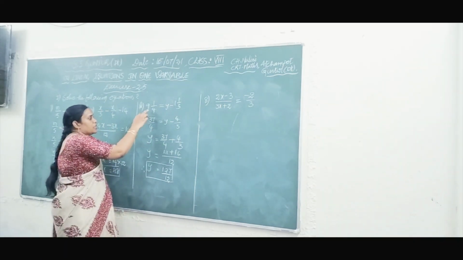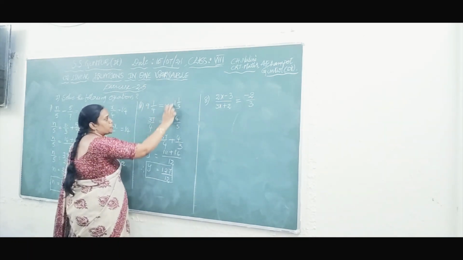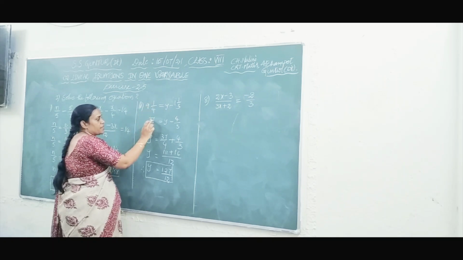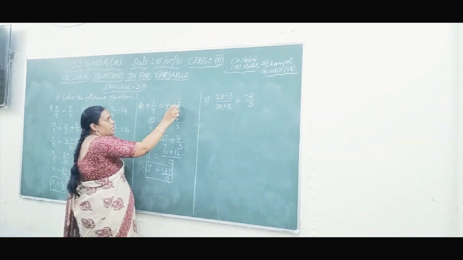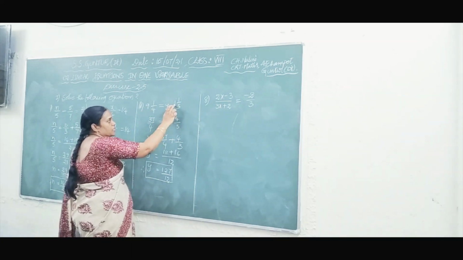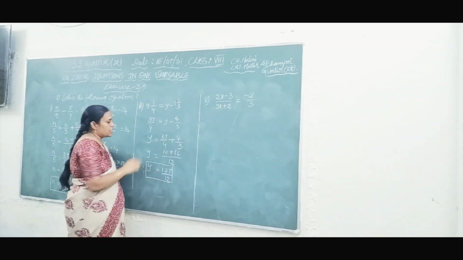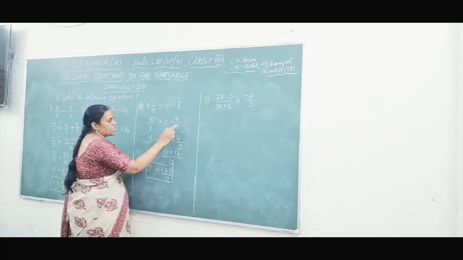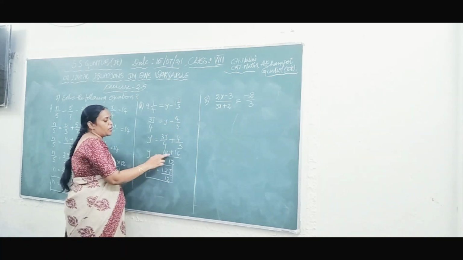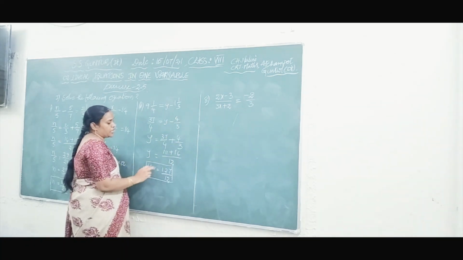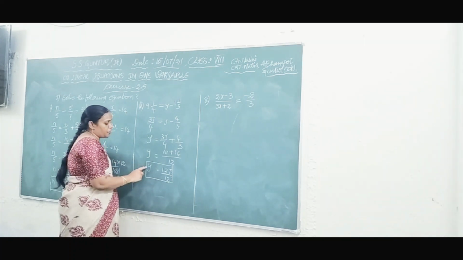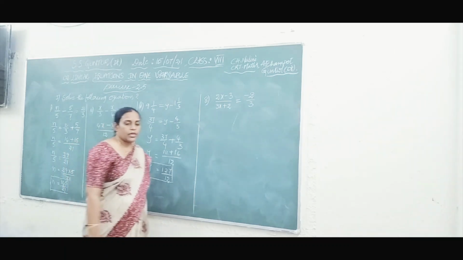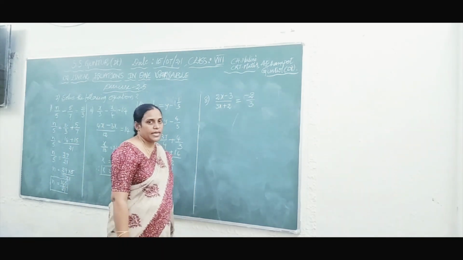Okay. See, these are mixed fractions. You have to change them into improper fractions. 4 nines are 36 plus 1, 37 by 4, is equal to y minus 4 by 3, from 3 ones are 3 plus 1. Taking the y part on one side, constants on the other side: 37 by 4 plus 4 by 3. 111 plus 16 by 12 we get by taking the LCM. Therefore, y is equal to 127 by 12. Okay, students, understood? Now, see another problem.